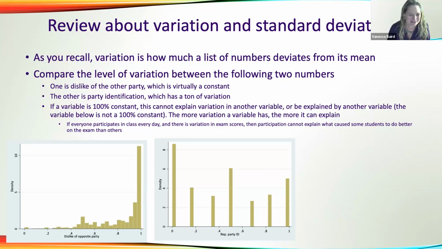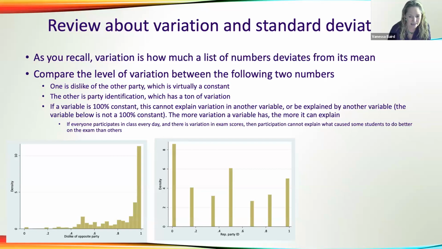It's like these people are just like, screw those people. And this one is party identification, in which there's a ton of variation, right? If a variable is more constant, when there's less variation, it is less able to predict things, and it's also less able to be predicted.